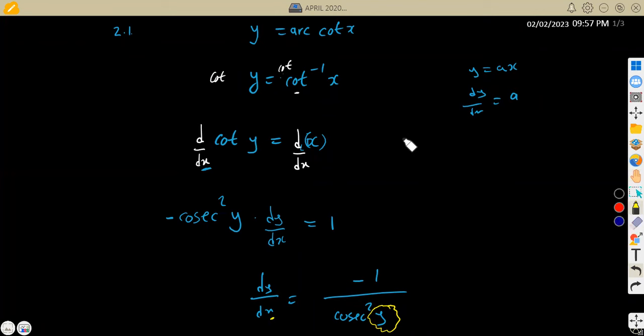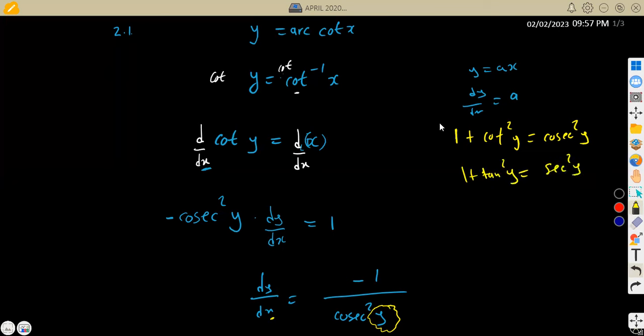From our identities, we are given one of the Pythagorean identities, 1 plus cot squared y. Cot is going to give us a cosec on the other side, so this is cosec squared y like that. If it was tan, 1 plus tan squared y, then it was going to be sec squared y.